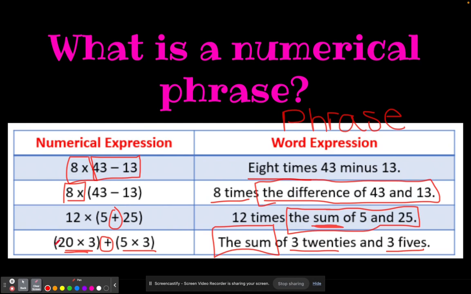You could say the product of 20 and 3 plus the product of 5 and 3, right? Because product also means you're multiplying stuff together. So there's all sorts of ways, right? We just need to practice your vocabulary so you can go from your numbers to your words and your words to your numbers back and forth.